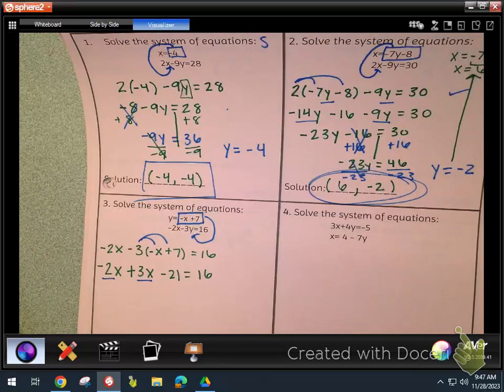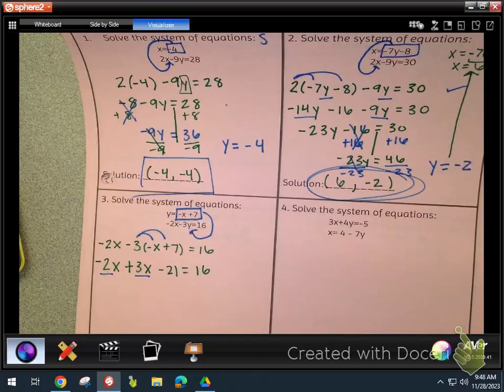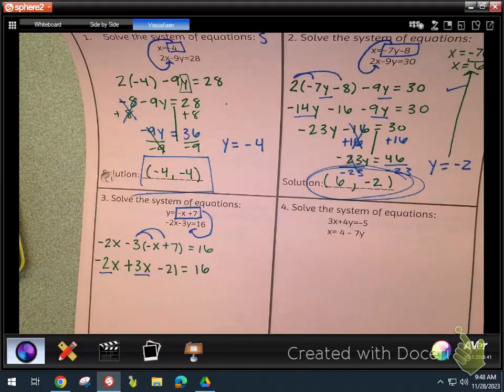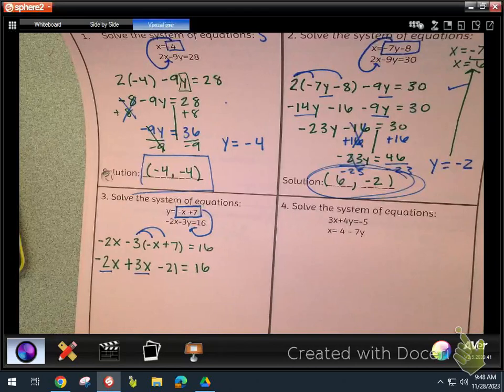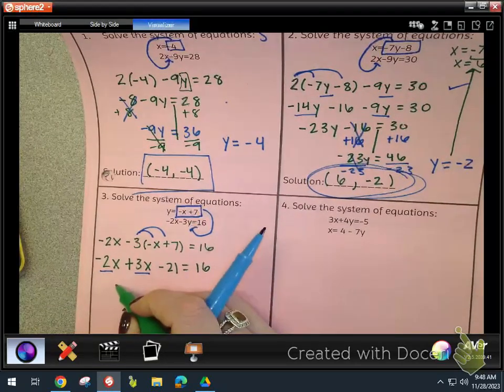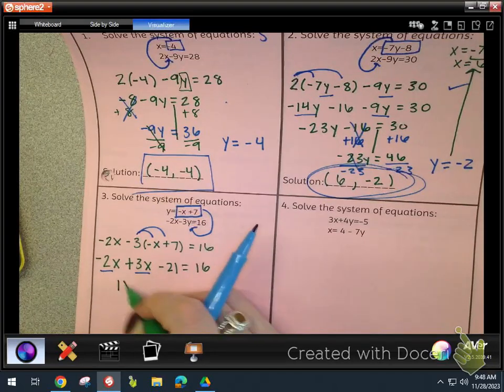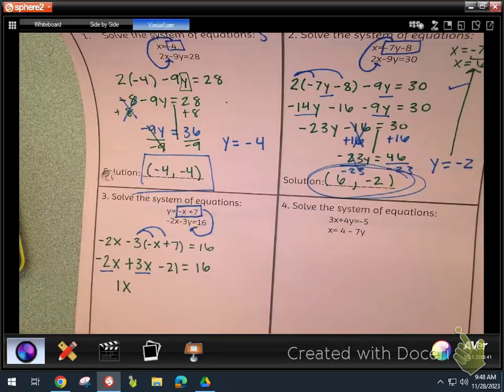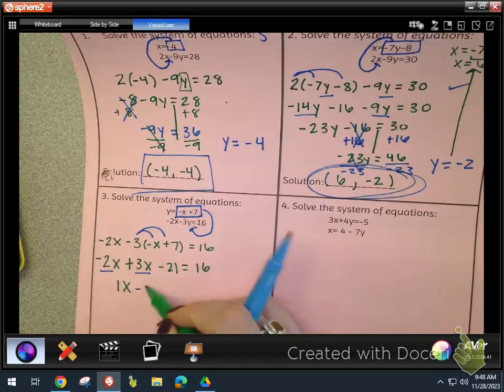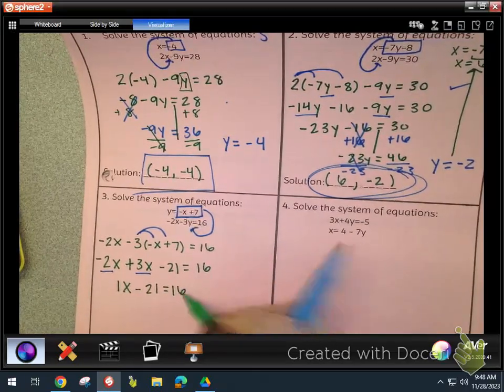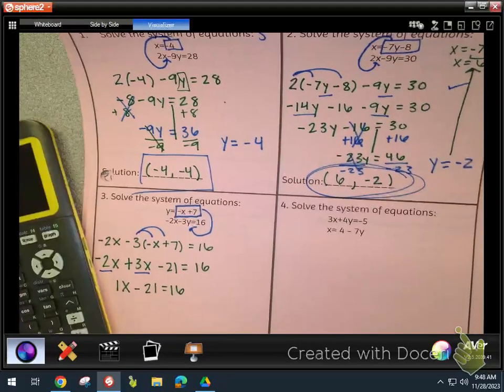We're usually going to have some combining to do with this, and that's a very important step. So how do I combine negative 2x and positive 3x? What's negative 2 plus 3? 1. Do you have to write the 1? No. Can you? Yeah. You can just write x. You can write 1x. It's up to you. And I like 1x because I don't have to divide by a 1. So that means once I get it by itself, 16, it's all done. Combine like terms now.